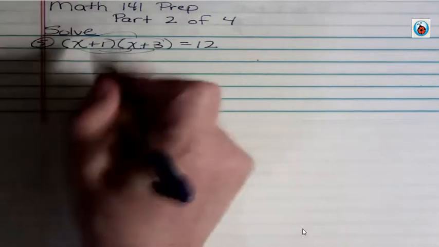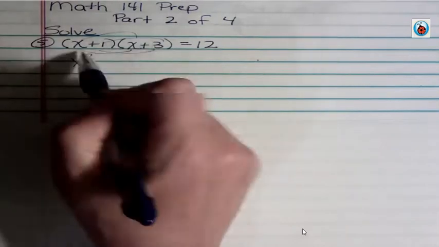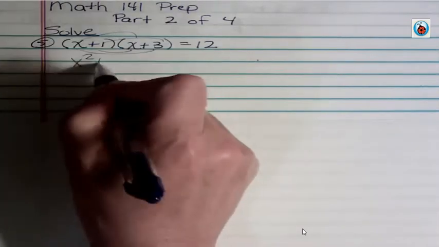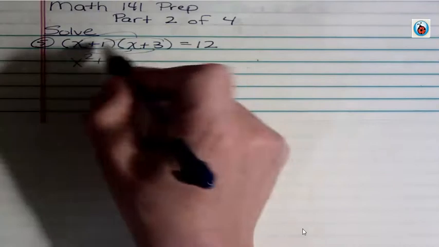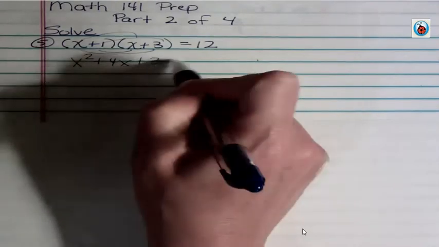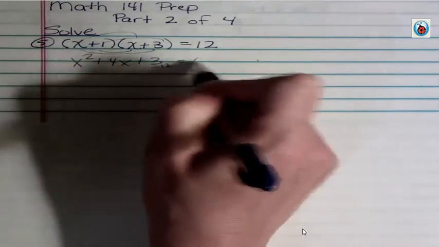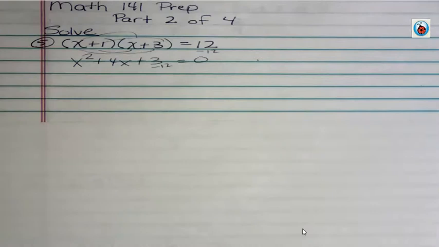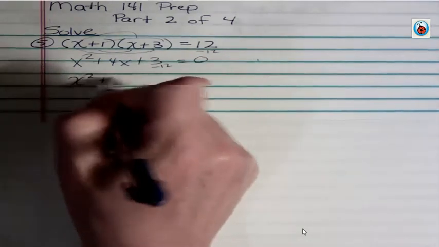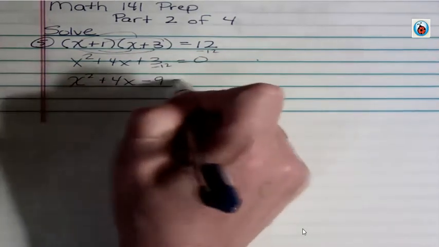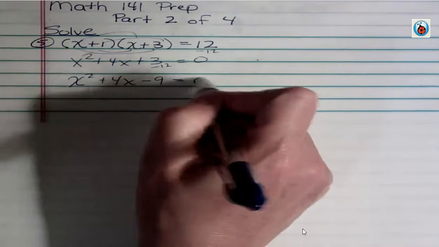So I'm going to get x squared. I'm going to get 3x and another x, which is 4x, and 1 times 3 is 3. And I'm going to subtract 12 from both sides so that I move everything over to the left. So I end up with x squared plus 4x minus 9 equals 0.